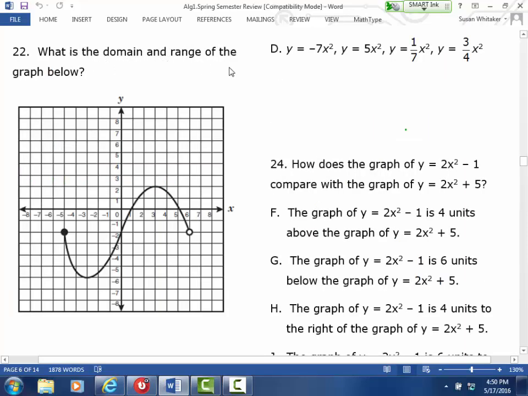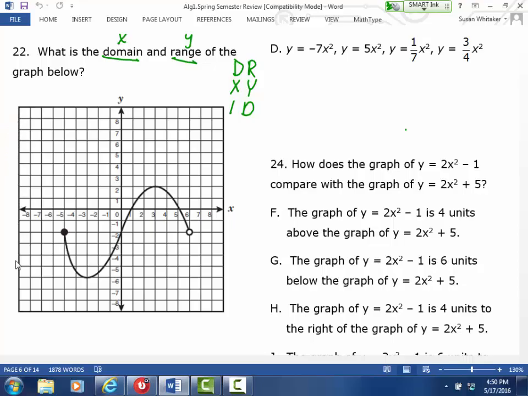What is the domain and range of the graph below? Okay, domain stands for our x values, range stands for our y values, because remember that Dr. XY needs his ID. Okay. All right, so we start at the far left here.